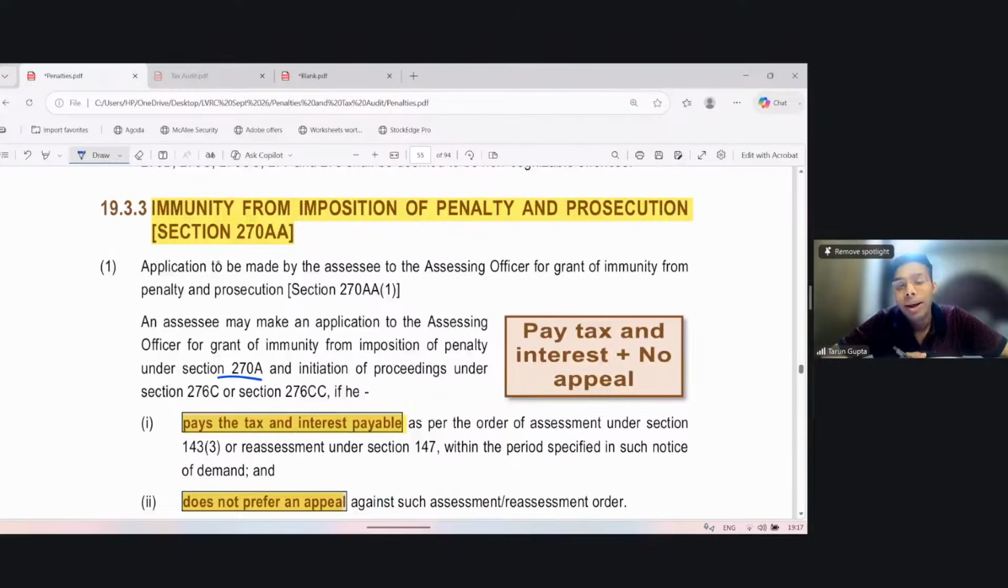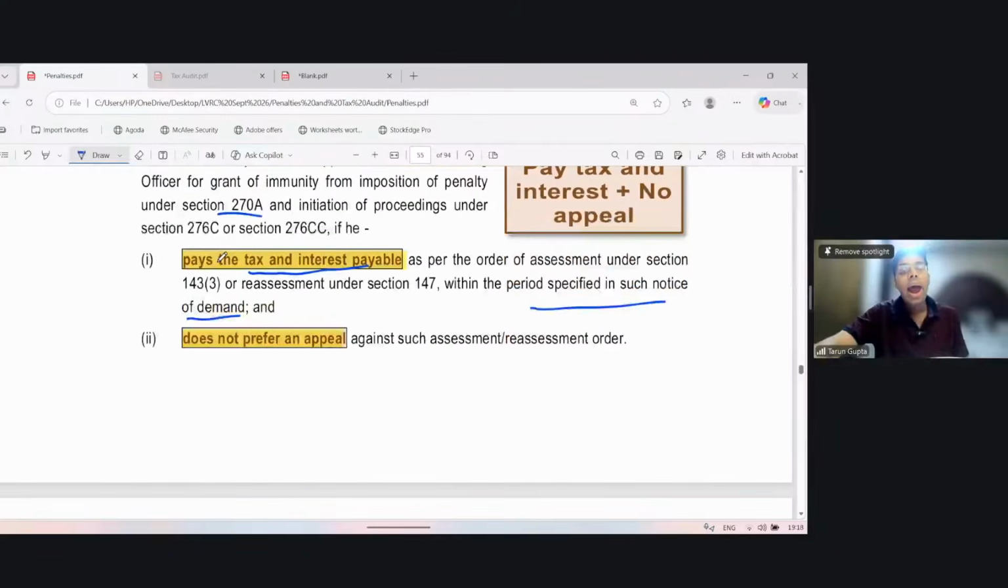But for 270AA, some conditions have to be fulfilled, which is that he pays tax and interest payable as per the order of assessment under 143(3) or reassessment under 147 within the period specified in the notice of demand. If the assessee pays the tax and interest within the period of 30 days as specified in the notice of demand, okay, so whatever the period there is in the notice of demand, the assessee has paid the tax and interest which is computed in the assessment order. And very important, he does not prefer an appeal against such assessment or reassessment order. So if you're going for 270AA, if you're going for immunity, then you cannot file an appeal.